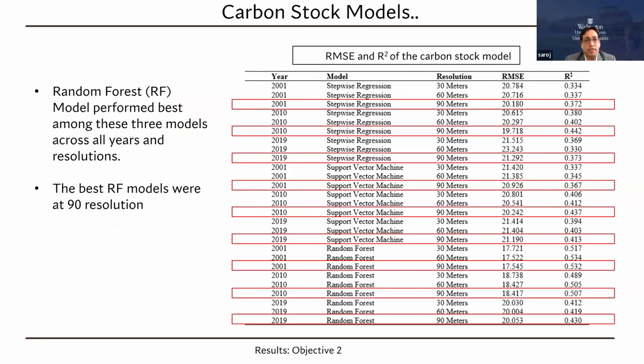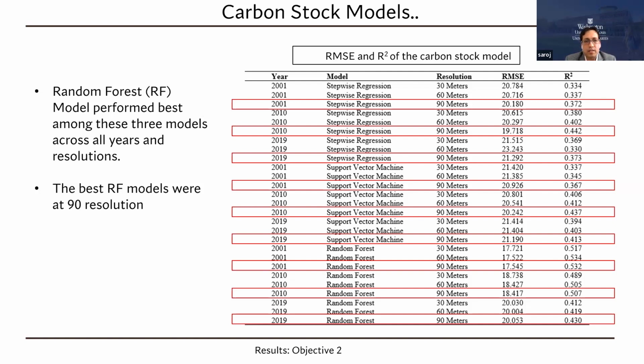Initially, we compared three regression-based models: stepwise regression, support vector machine, and random forest. Among all of these models, stepwise regression performed the least, followed by support vector machine and random forest. If you see all these models based on RMSE and R-square, in every model, 90-meter resolution performed better than the other 30 and 60 meters.